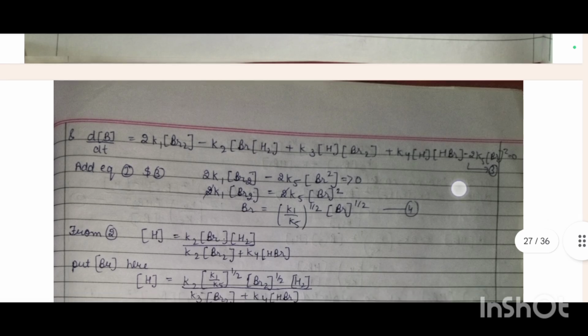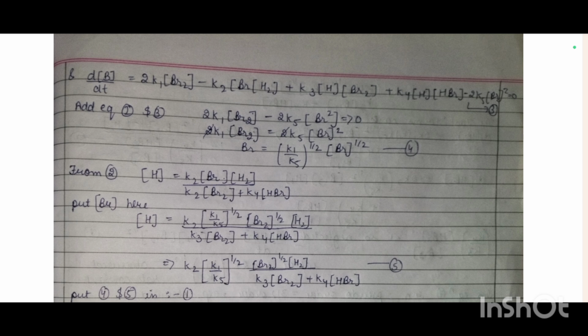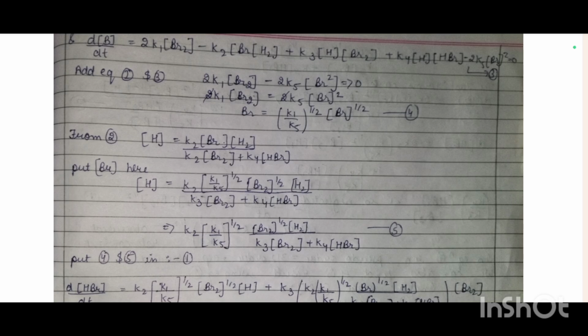d[Br]/dt = 2k1[Br2] - k2[Br][H2] + k3[H][Br2] + k4[H][HBr] - k5[Br]^2 = 0. From the above equations, we get [Br] = (k1/k5)^(1/2)[Br2]^(1/2). From the equation for H, [H] = k2[Br][H2] divided by (k3[Br2] + k4[HBr]).